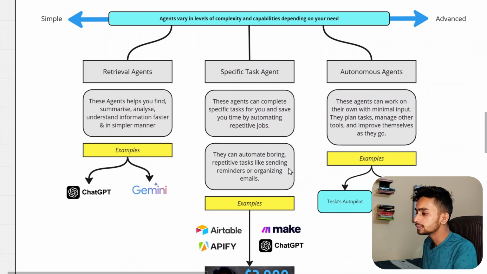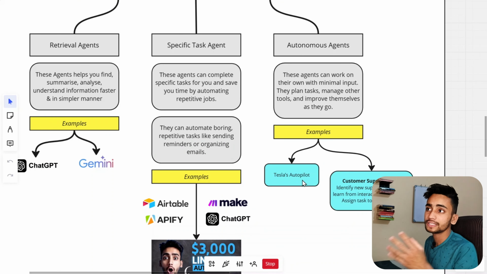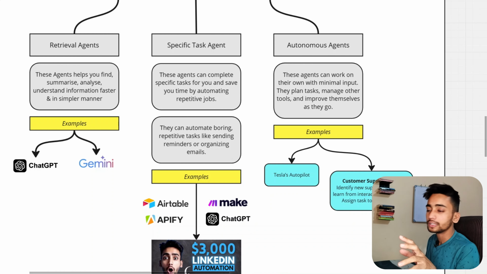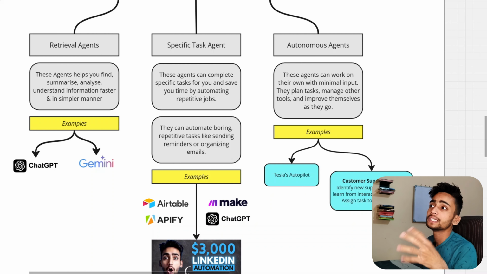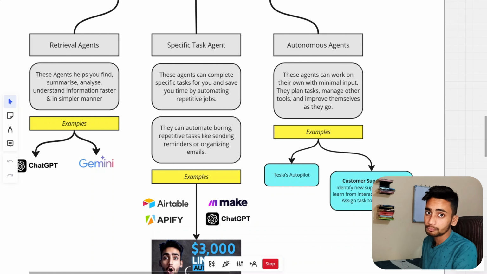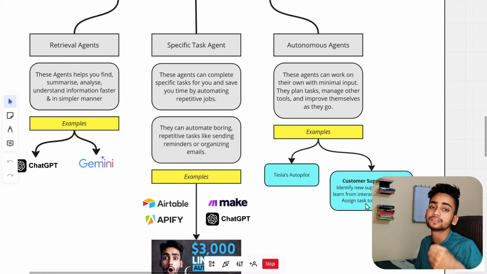Some more examples of autonomous agents can be Tesla Autopilot. You have seen how Tesla cars run on autopilot. They have an autopilot feature. This means that Tesla has built an autonomous agent which can understand the situation and act accordingly. And a second example can be a customer support agent which can identify new issues on its own and learn from the interactions to improve itself, and also can assign work to other agents.